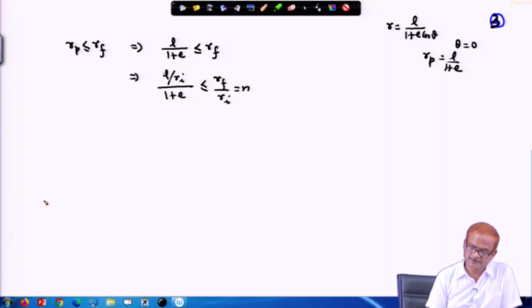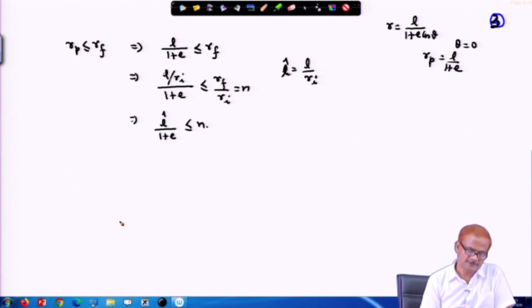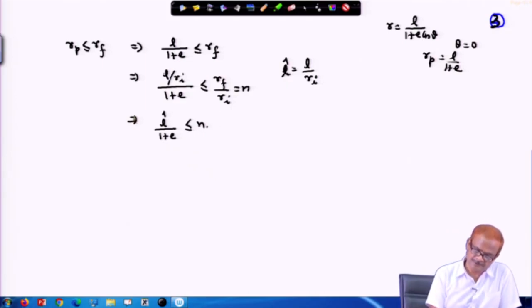This we write as n, as we have written, and this again we will write as L cap by 1 plus e is less than n, where L cap is l by r I. So, this is non-dimensionalized. Earlier these things were very important, because when the computer was not there and so much computation had to be done, this was the method of doing it: plot it, do a parametric study and get the plot of that, and then from there infer the result for various other cases.